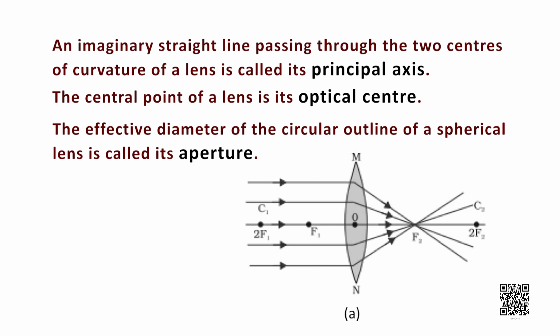The central point of a lens is its optical center. The effective diameter of the circular outline of a spherical lens is called its aperture.